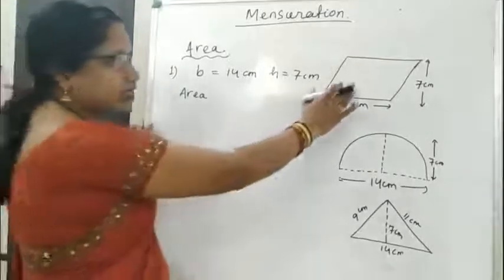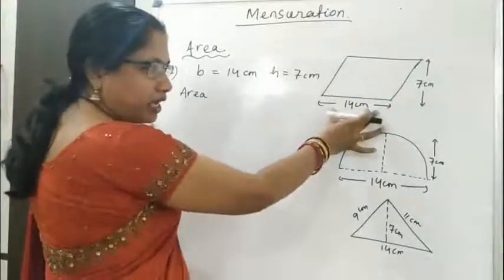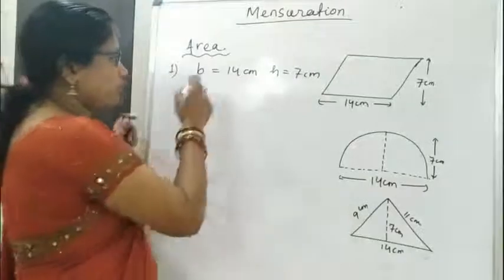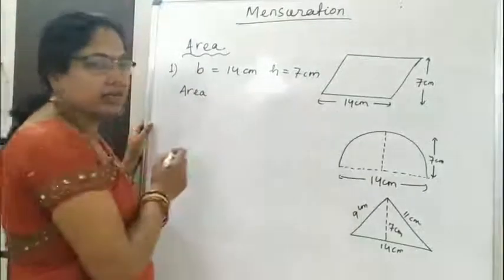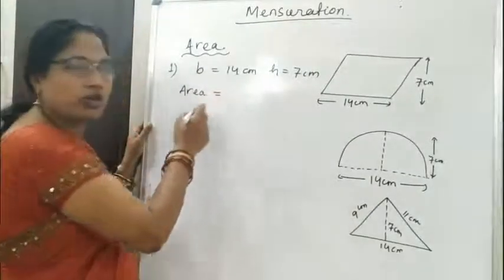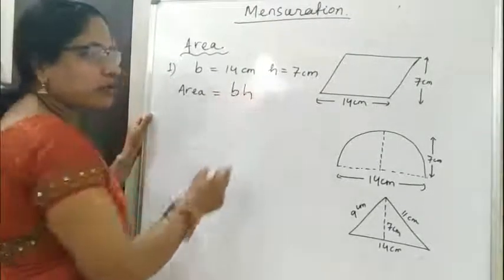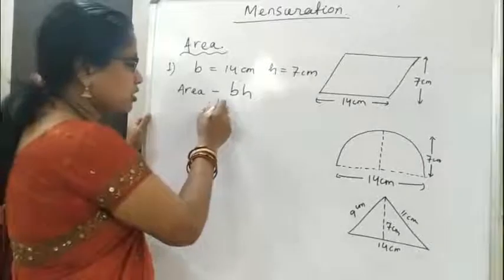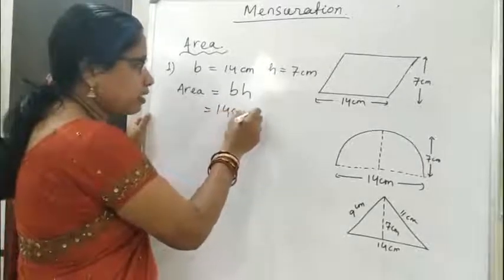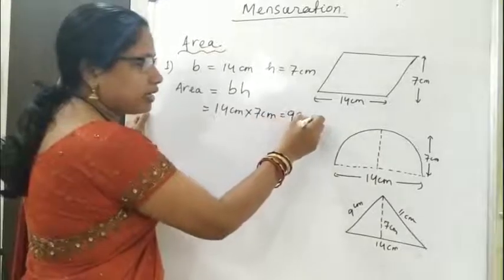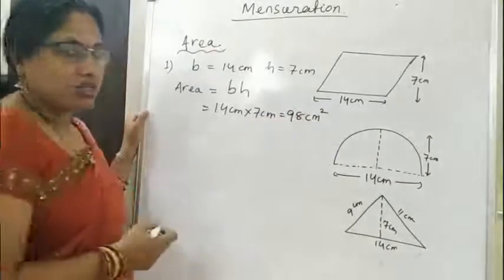Here this is a parallelogram having base 14 centimeter and height 7 centimeter. So base is 14 centimeter and height is 7 centimeter. We know the formula for the area of a parallelogram is base into height, that is B H. So this is equal to 14 centimeter into 7 centimeter. So this is equal to 98 centimeter square.